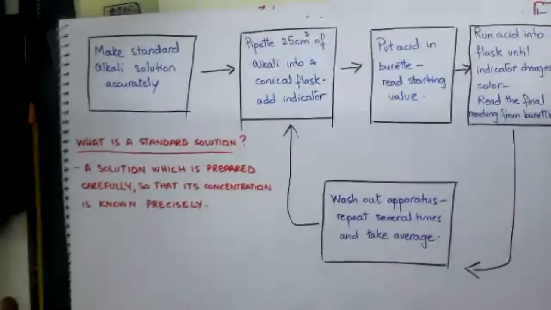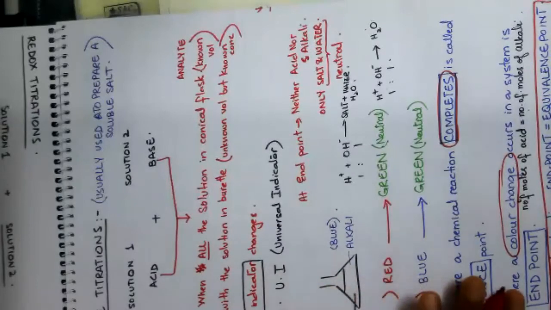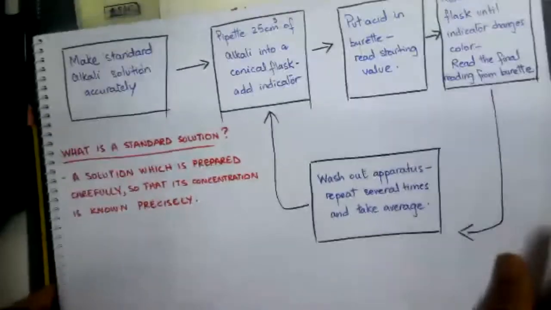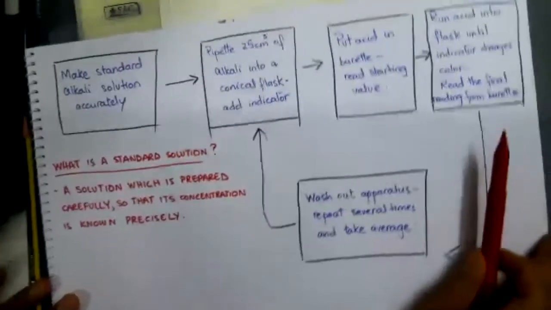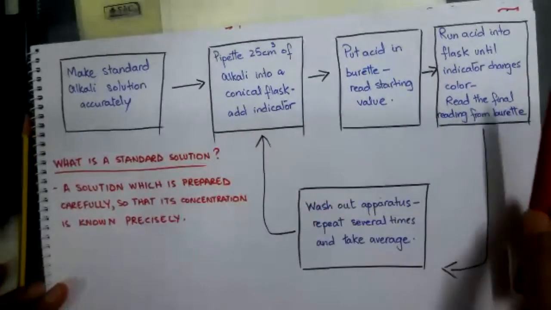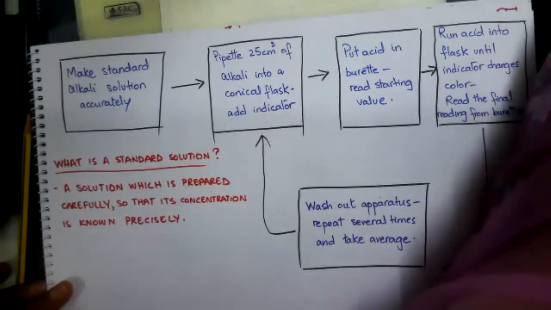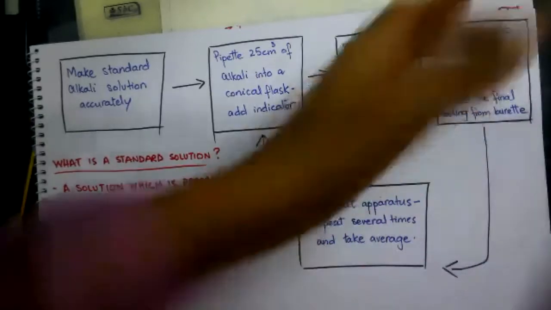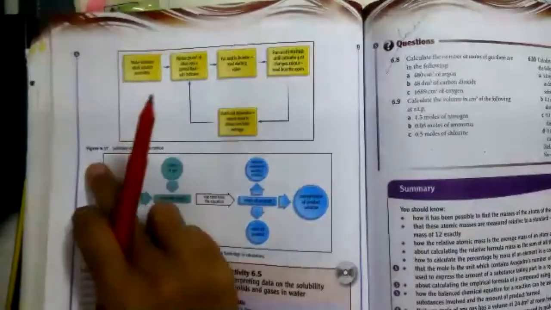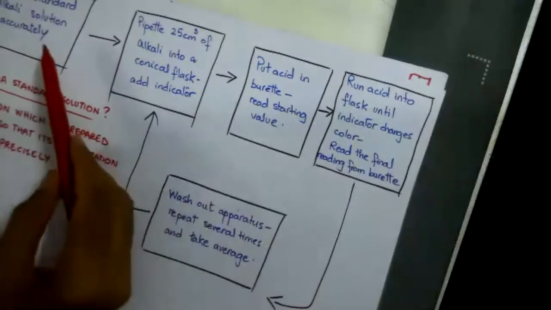So that was all regarding titrations. Let me make a summary. This summary is given in your book, on page 170. I copied it down so that it's bigger and you can see it easily. This is very helpful. Figure 6.17 summarizes the whole concept of titration.